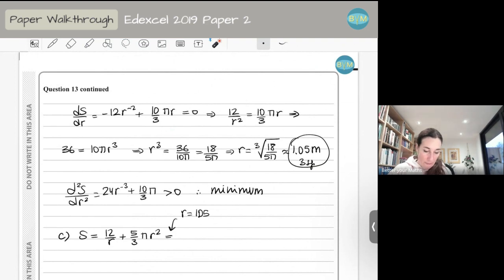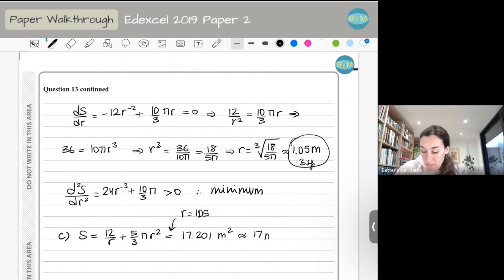Let me find that value. So you have 12 divided by that. And I get 17.21. It is area, so meters squared, but they ask us to round to the nearest whole number. Yeah, so 17 meters squared to the nearest integer. And that's the minimum surface area.